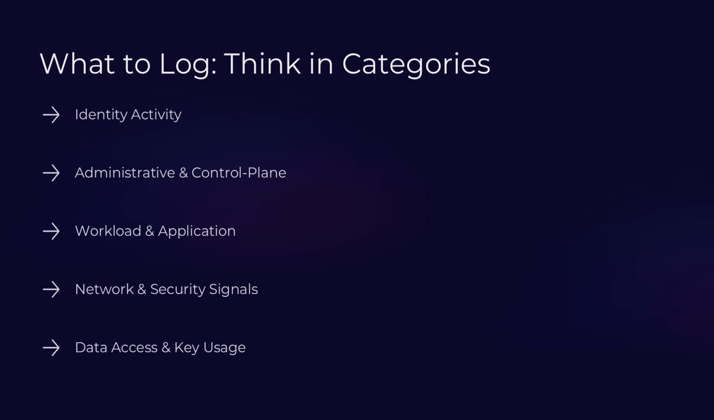You log identity activity because identity is the control plane for access. You log administrative and control plane activity because it shows who changed what in Azure. You log workload activity because you need to detect and investigate what happens inside applications and systems. You log network and security signals because traffic paths often explain both attacks and outages. You log data access and key usage because data is often the real target. When you think in categories, your logging strategy becomes complete rather than patchy.